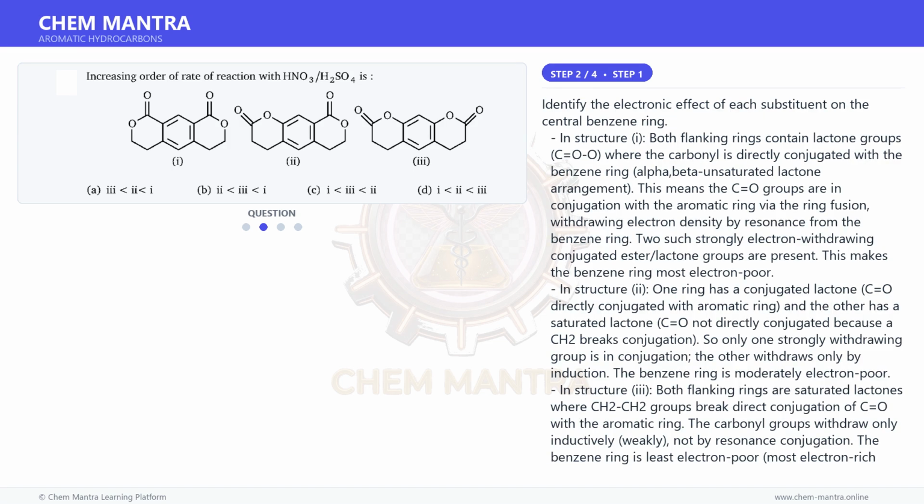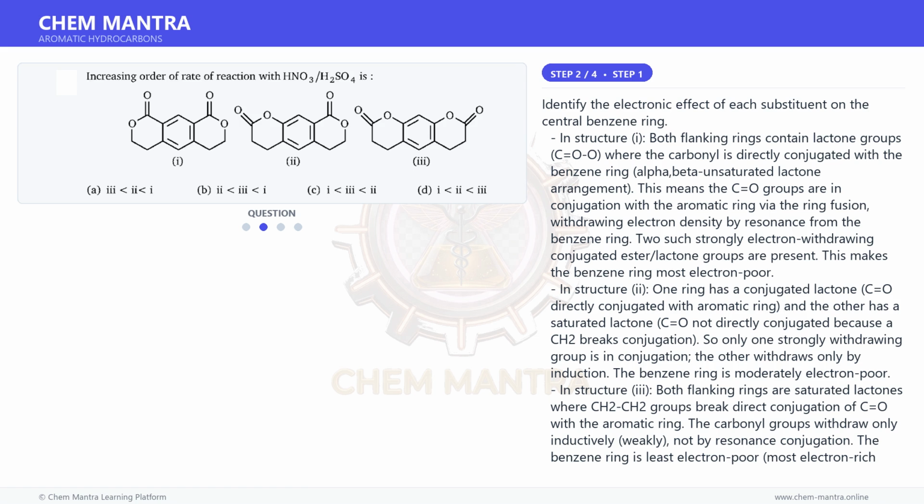Moving on to the next step. Identify the electronic effect of each substituent on the central benzene ring. In structure 1, both flanking rings contain lactone groups, C=O, where the carbonyl is directly conjugated with the benzene ring, an alpha, beta unsaturated lactone arrangement. This means the C=O groups are in conjugation with the aromatic ring via the ring fusion, withdrawing electron density by resonance from the benzene ring. Two such strongly electron-withdrawing conjugated ester lactone groups are present. This makes the benzene ring most electron-poor.